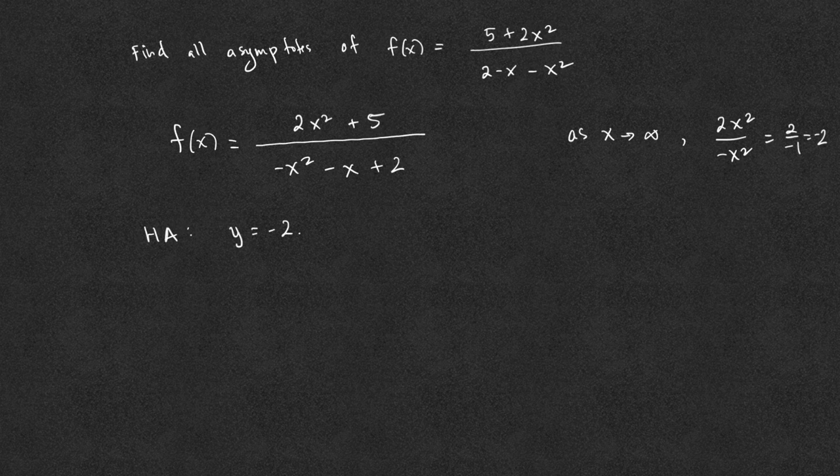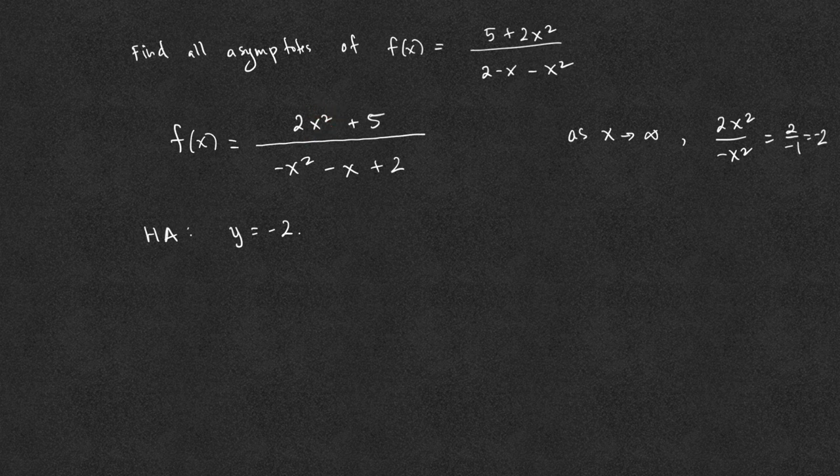The trick is that if the degree of the polynomial in the numerator is the same as the degree of the polynomial in the denominator, then the horizontal asymptote is the ratio of the leading coefficients. The leading coefficient in the numerator is 2. The leading coefficient in the denominator is negative 1. So the horizontal asymptote is 2 over negative 1. But only if the denominator and the numerator have the same degree.